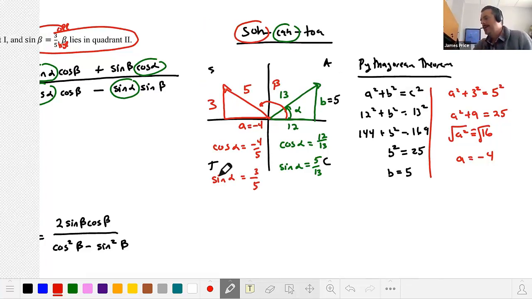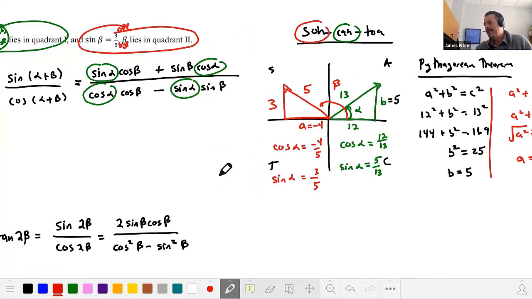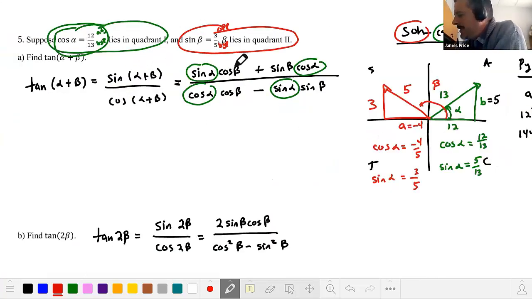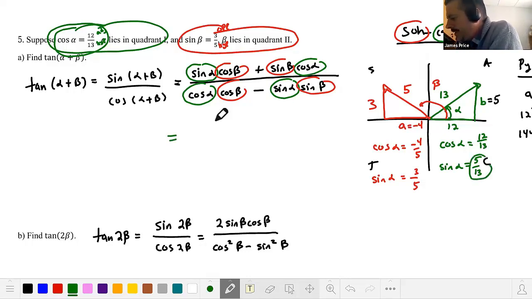And so now I can come back over here and I just plug in. So notice I can just plug in for cosines of betas and sines of betas. Right? So let's just do that and we can color code it for fun. And so this will be equal to, so remember sine of alpha was 5 over 13. So I put a 5 over 13 here. And then cosine of beta, where's cosine of beta?